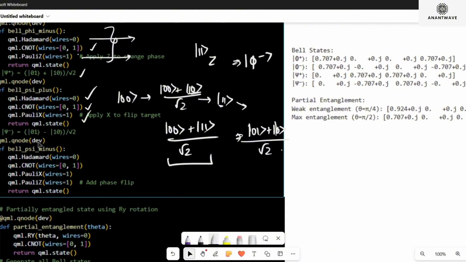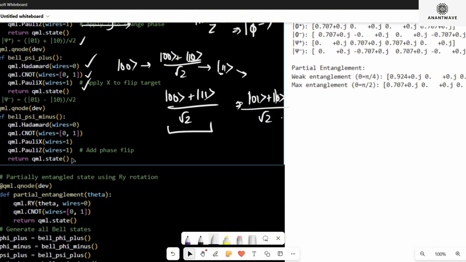And then for psi minus, we are applying Hadamard gate, CNOT gate, X gate. We are just applying the Z gate extra.